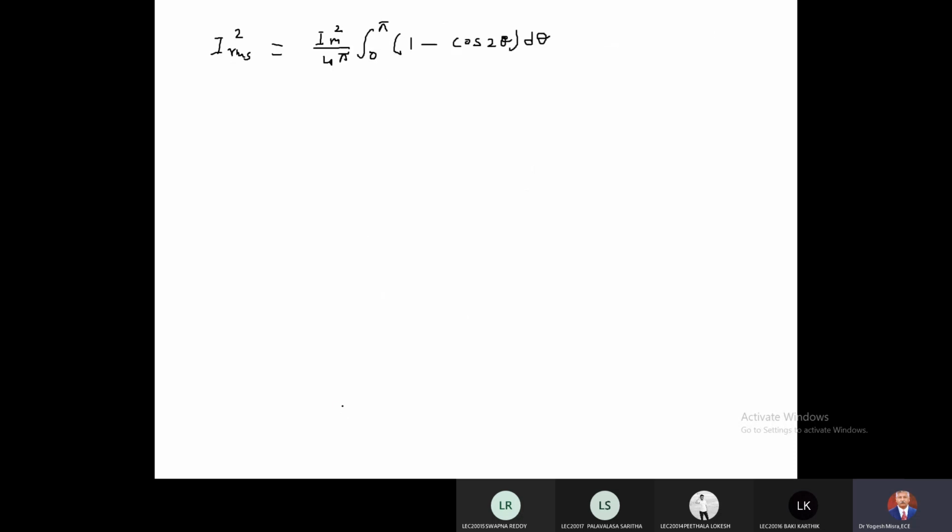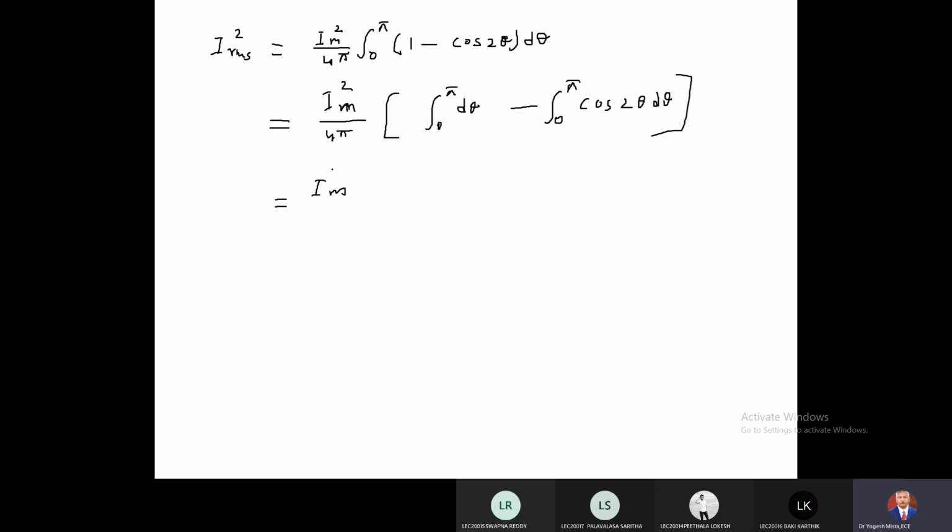Okay. So this we can write it as Im squared by 4π, integral from 0 to π of dθ minus integral from 0 to π of cos 2θ dθ, right?